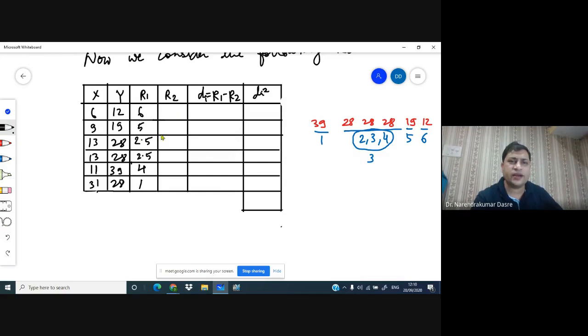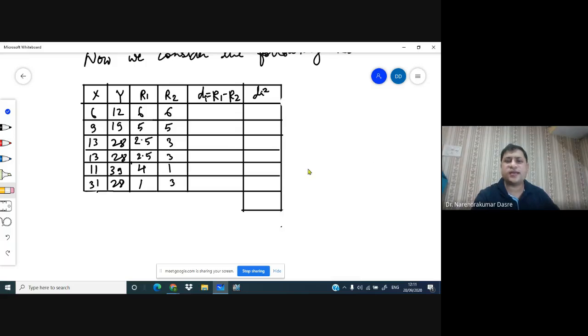And hence what we'll get here? This will be 1. This will be 3, 3, and 3, because the average of 2, 3, and 4 is going to be 3. So all of these will have the same rank 3, 3, and 3. Already we have utilized 1, 2, 3, and 4, so the next observation will get the next rank. So it is going to be 5, and then 6. This is how we have to award the ranks in the repeated case.